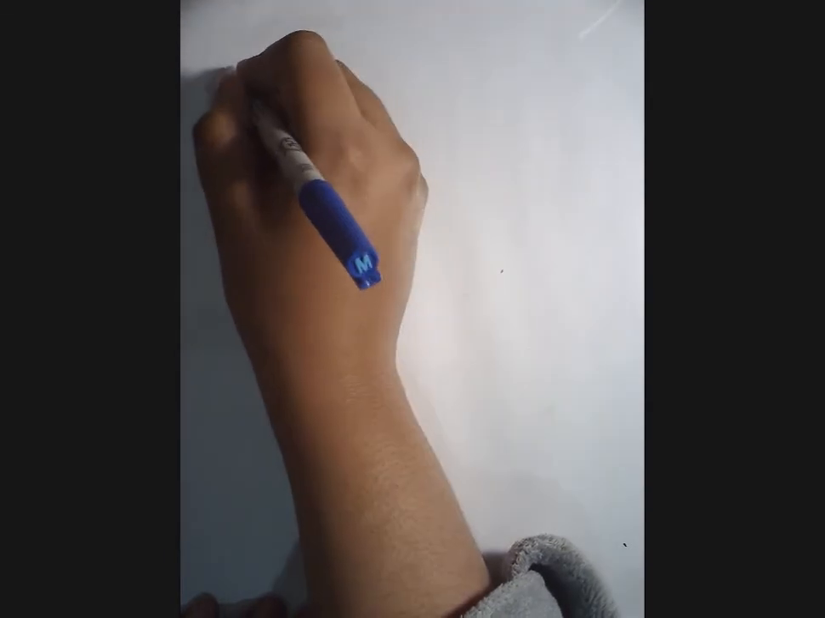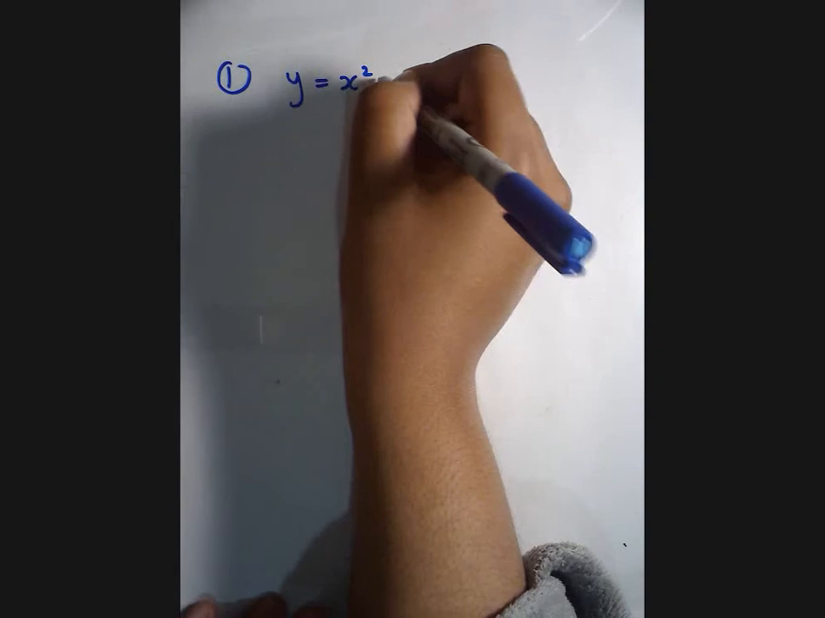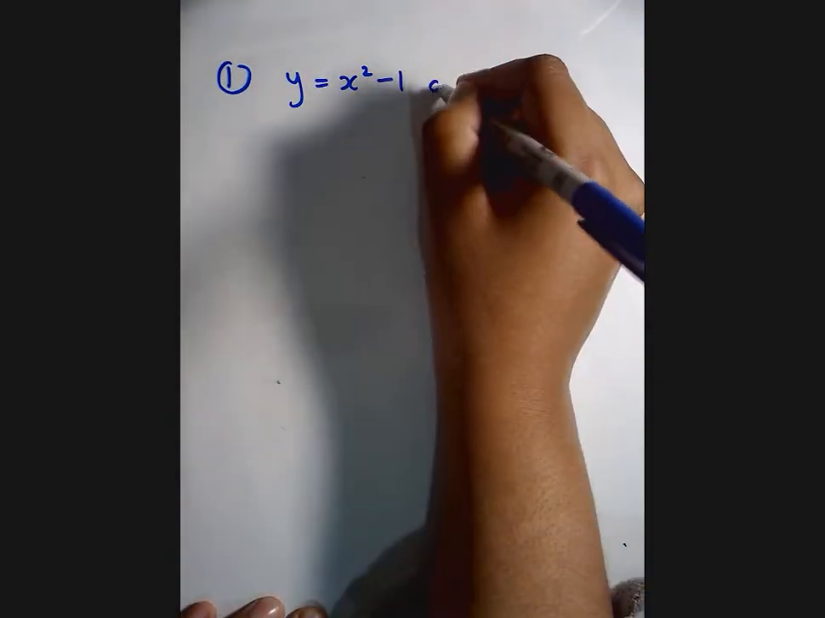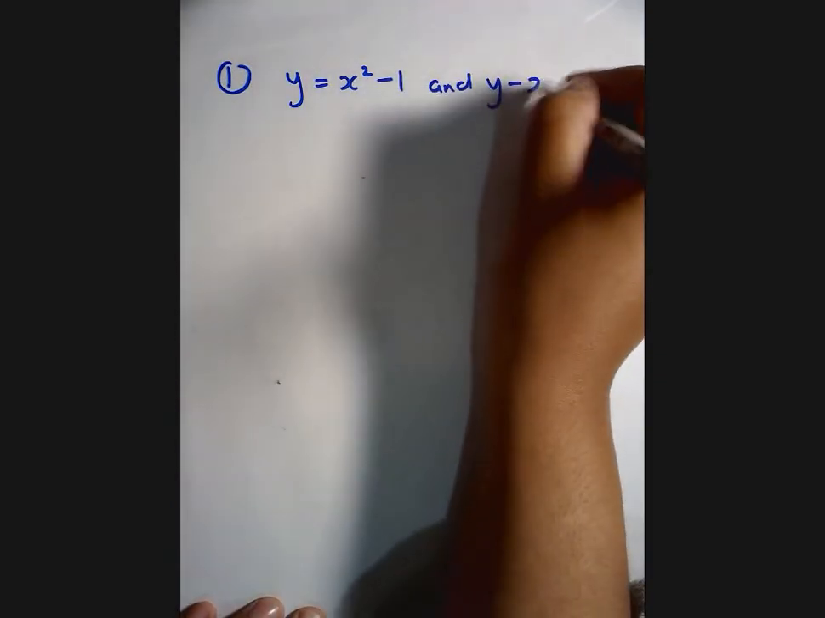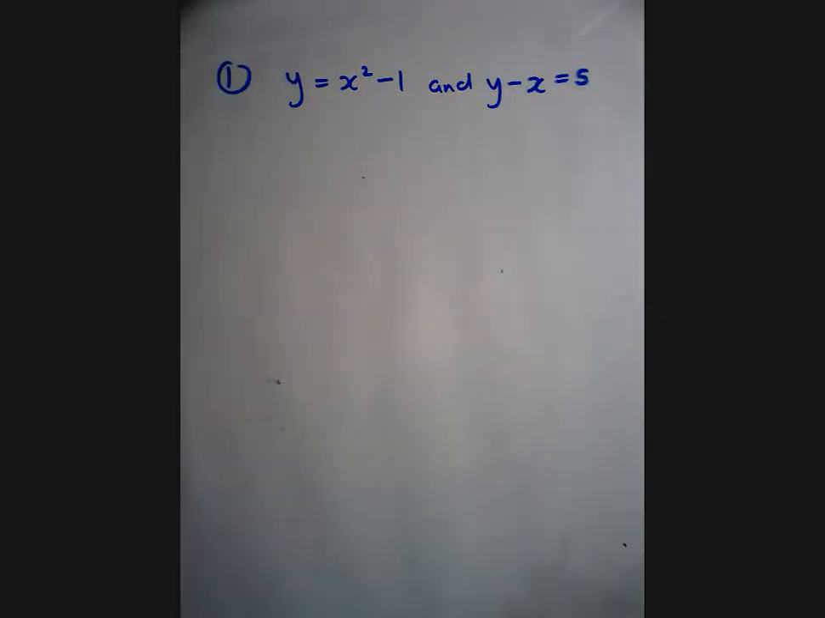Right guys, now we're gonna do non-linear equations, right? So we're gonna be solving non-linear simultaneous equations. One example can be like this, where you say y is equal to x squared minus 1 and y minus x is equal to 5, and it says solve this equation simultaneously.